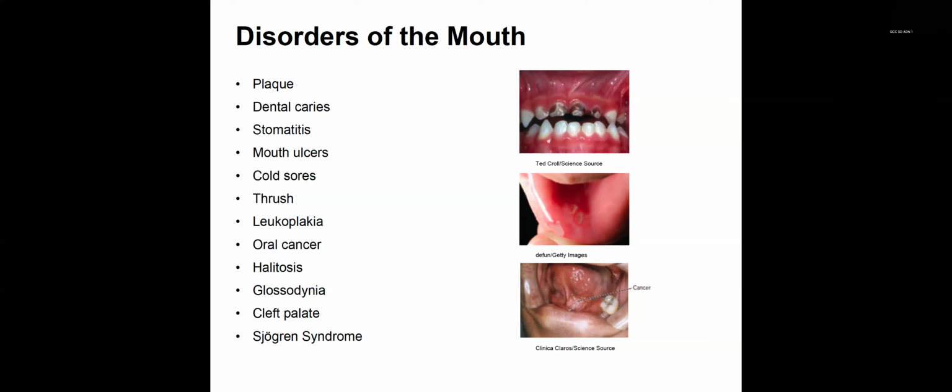Leukoplakia, which are white patches on the mucosa, often precancerous. Oral cancer, which is a malignant growth in the mouth or throat, often linked to tobacco or alcohol use. Halitosis is a persistent bad breath, often from either poor oral hygiene or systemic conditions. Glossodynia, burning sensation on the tongue without visible signs. Cleft palate, this is a congenital defect where there's a split in the roof of the mouth affecting speech and feeding. Usually some kind of surgical intervention must be provided for it here. Sjogren's syndrome, this is an autoimmune disease causing dry mouth and dry eyes due to reduced gland secretions.